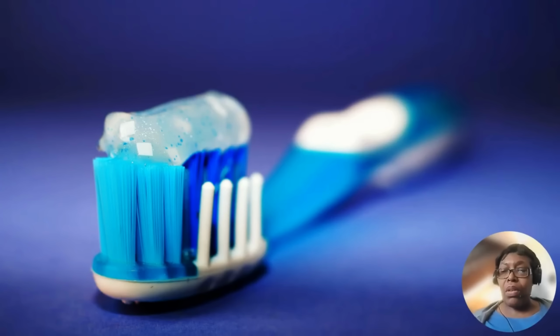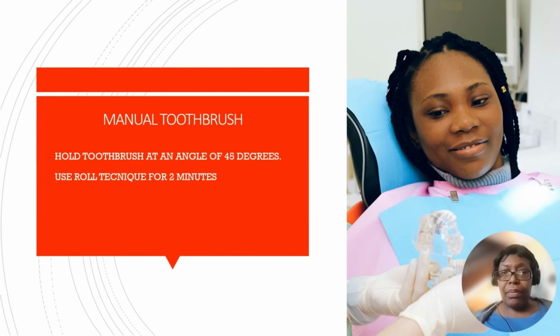So, as I said earlier on, if you're using the toothbrush, you have to put some toothpaste on it to brush. And then, as I said, hold the toothbrush at an angle of 45 degrees, and then you brush all the surfaces, and then you brush your tongue, but use the roll technique like that. And clean your tongue.